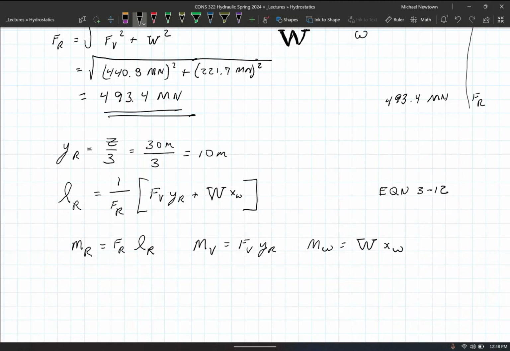Anyway, where's it come from? Moments. So the moment of the reaction of FR times its LR gives me the moment R. The moment vertical is based on the force vertical times its YR. Moment of weight is its weight times its moment in the x direction of weight. So far with me? Yes.